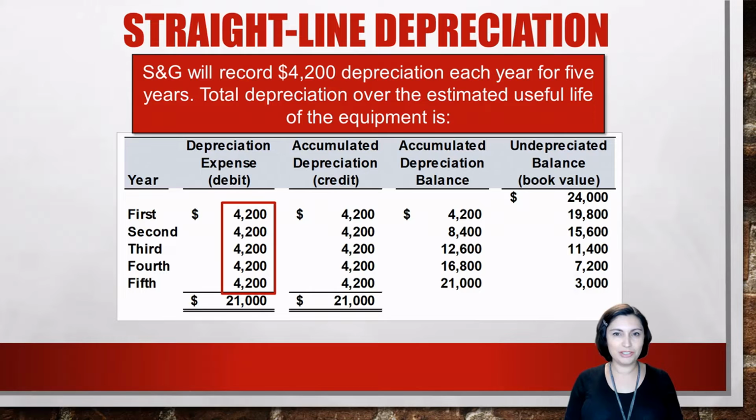As you probably noticed by looking at the schedule, depreciation expense is the same in each of the 5 years. If this amount was plotted on a graph, it would be a straight line. That is why the name of this depreciation method is straight line depreciation.